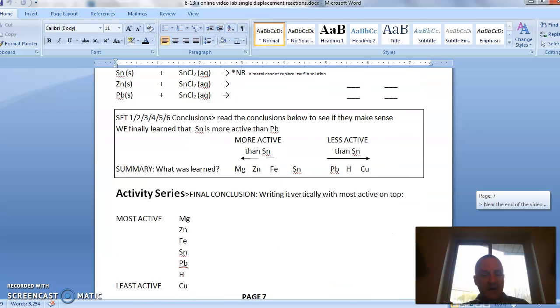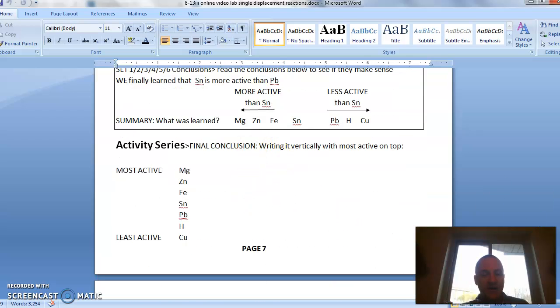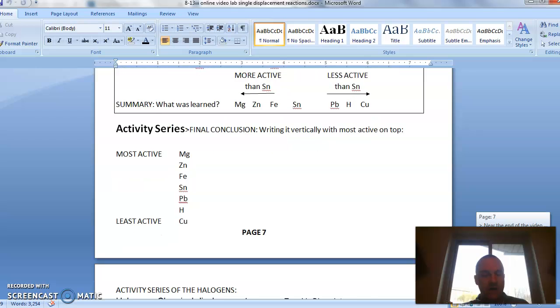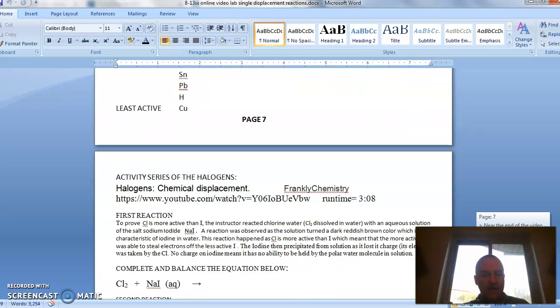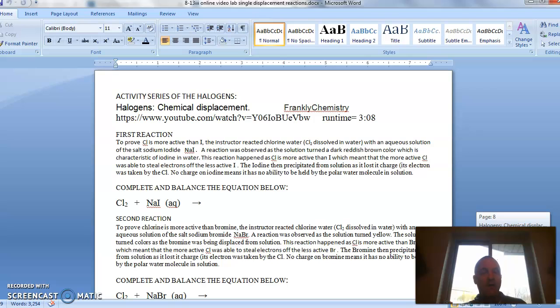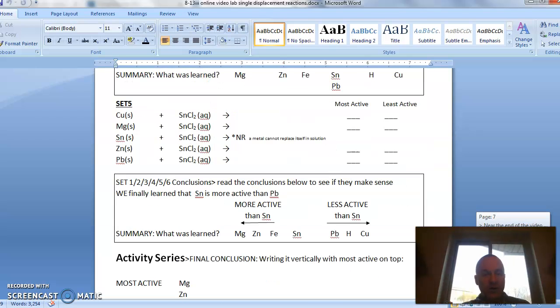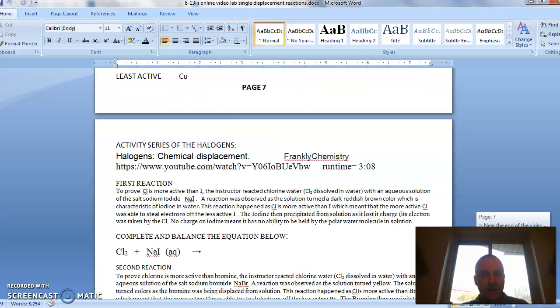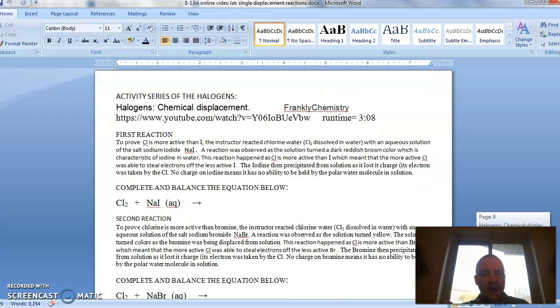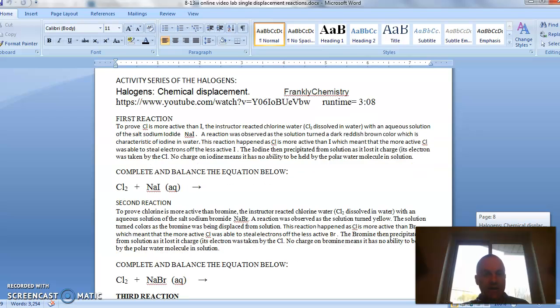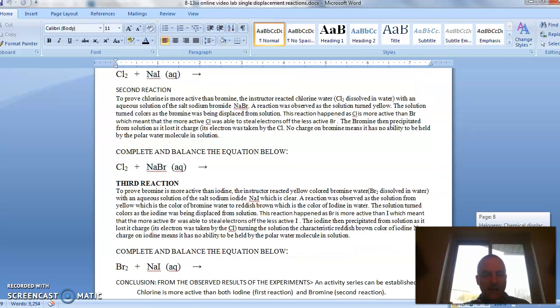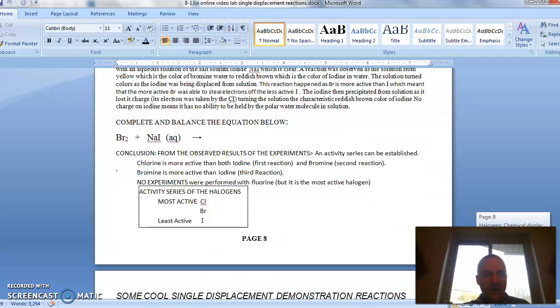This continues on to this page as well. And then the final activity series that could be derived from those reactions is listed there. This first part of the lab, the activity series of the metals, would be a good one to do today. The activity series of the halogens, if you have time today, you could get to that. It's not that long of a video, but if you want to wait and do that tomorrow, that's fine as well. But they're going to actually determine the activity series of the halogens, and that is on this page right here.